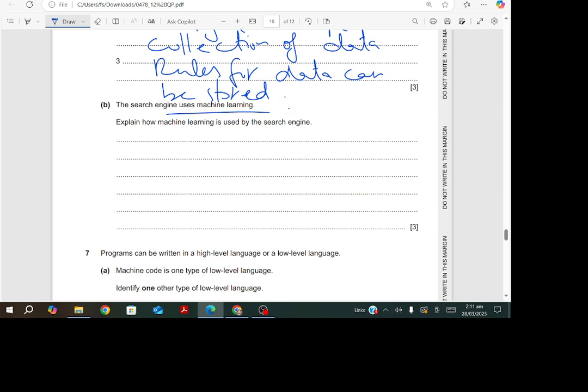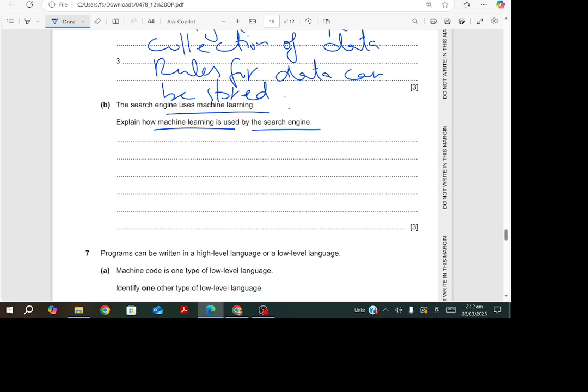Okay, then comes machine learning. The search engine uses machine learning. Explain how machine learning is used by the search engine. Yes, we know that machine learning basically involves adapting the data, changing the data. It consists of some sort of supervised learning, can store data using different patterns. Algorithms are designed. Okay, consistent feedback is provided. So any such kind of answer can be written.